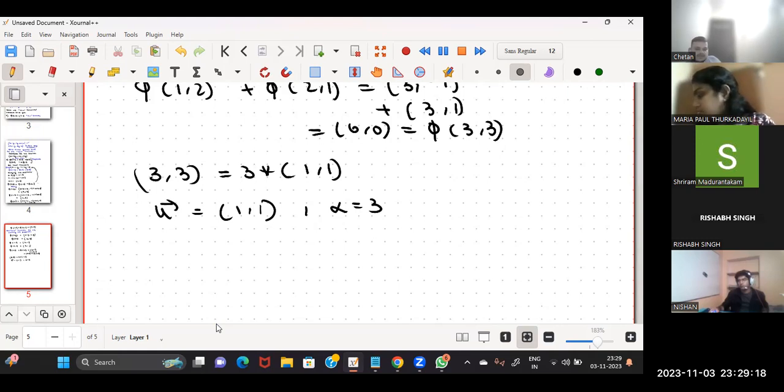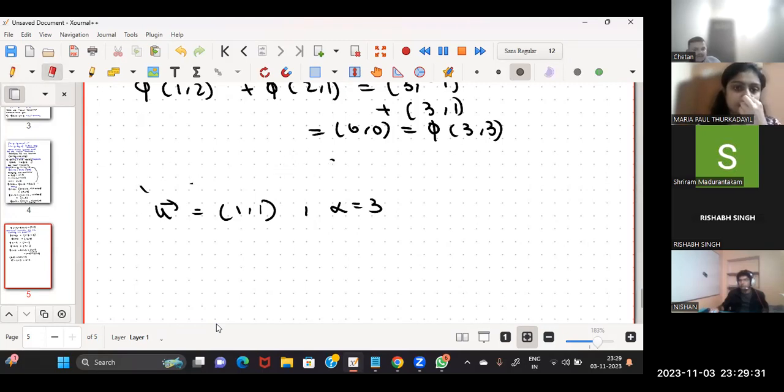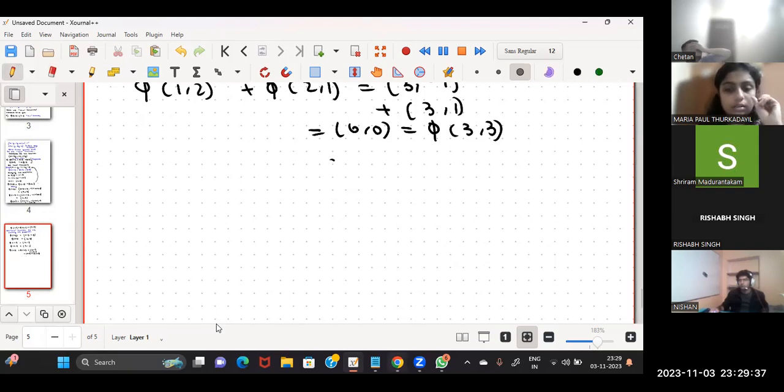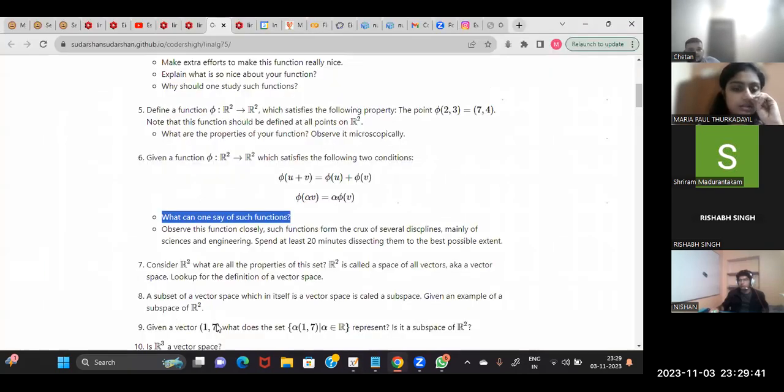So let's move on to the next question. The next question says: consider R2. What are all the properties of this set? R2 is called a space of all vectors, aka a vector space. Look up the definition of a vector space. Oh my God. Okay, this is that question. Okay, I'll have to discuss all the properties, I guess.